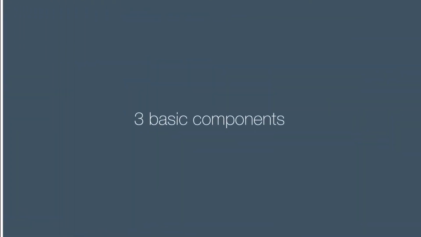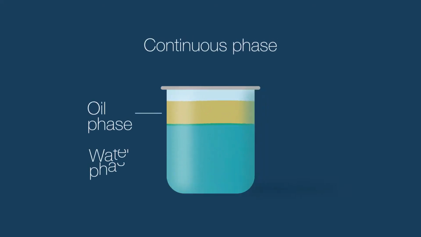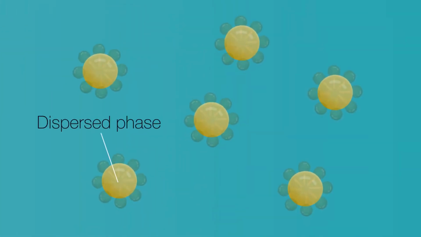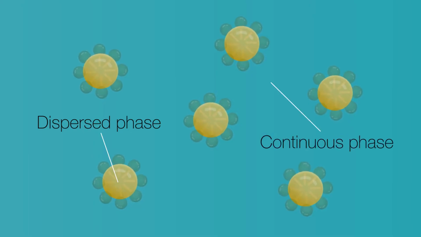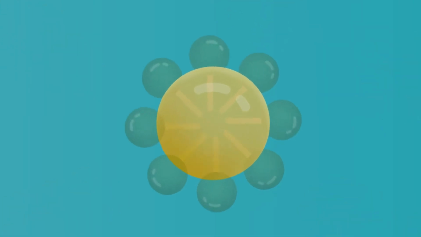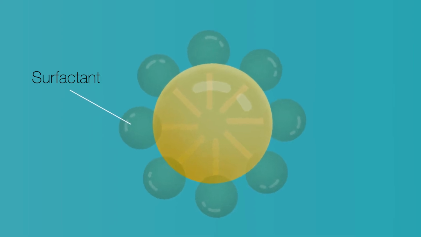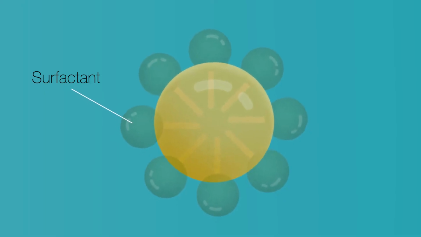A stable emulsion has three basic components. One is the continuous or external phase. This is the phase in which everything else is suspended. The second component is the dispersed phase, or the internal phase. This is the component that you are suspending in the continuous phase. Finally, the third component is the emulsifier, or surfactant. This creates a layer around the dispersed phase and separates it from the continuous phase. Both the continuous and dispersed phase can have other additives for specific needs.